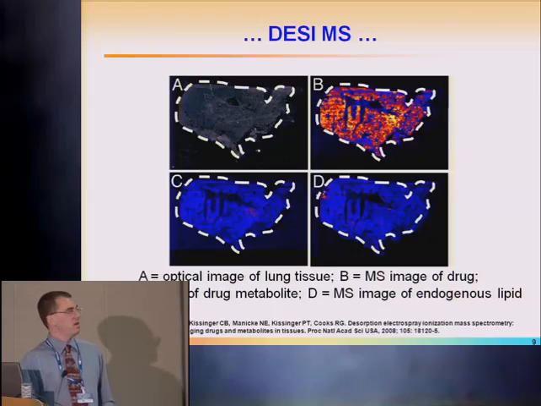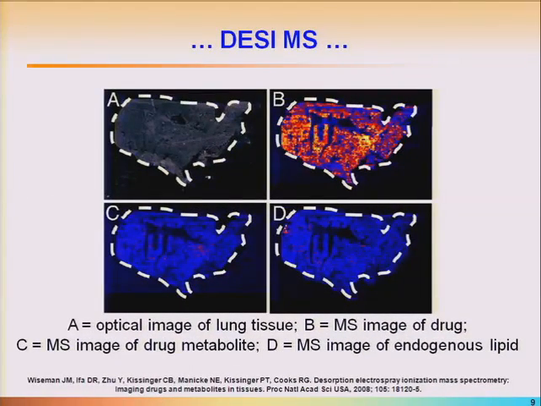Here's an example from the literature where on the left upper corner there's an image of a lung tissue, B displays the image of a drug, C displays the image of a drug metabolite, and D is actually the MS image of an endogenous lipid. The reason the authors did the experiment as described is that they could normalize the drug and the metabolite against the endogenous lipid and were able to obtain semi-quantitative data that they were able to confirm by traditional LC-MS.